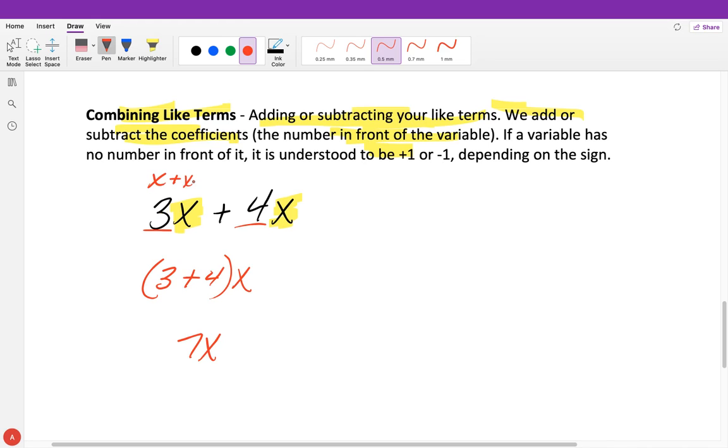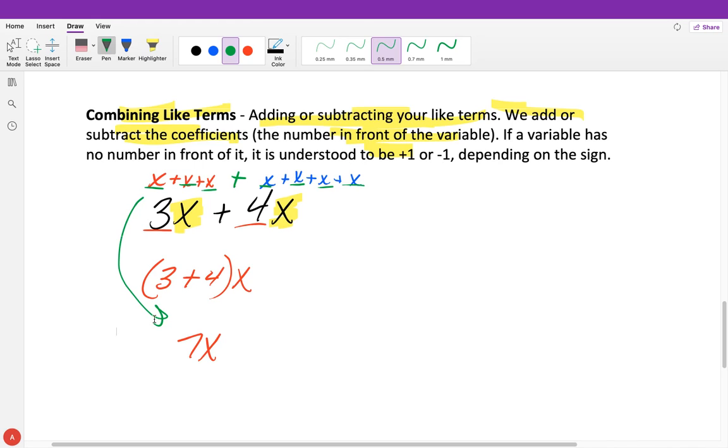Remember, this 3x tells us we have 3 of them, x, and we know that we can rewrite multiplication through repeated addition. So this 3 times x is the same as x plus x plus x. This 4 times x is the same as x plus x plus x plus x. And then since we're adding them together, we're saying, how many do we have total? Well, now we have 1, 2, 3, 4, 5, 6, 7 x's.